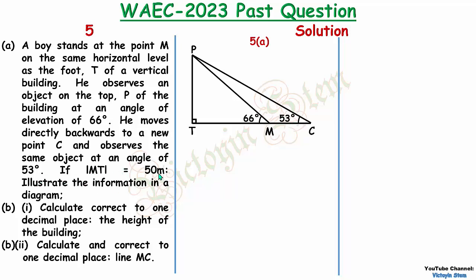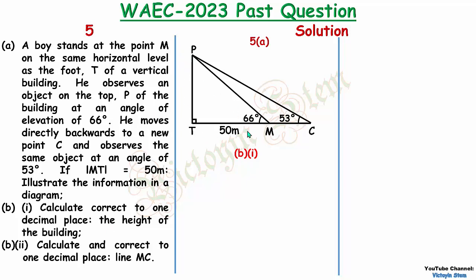If MT is 50 meters, that is M to T, 50 meters, illustrate the information in a diagram. I've done that already. The next thing to do is to answer BI. Calculate correct to one decimal place the height of the building, that is PT or TP.